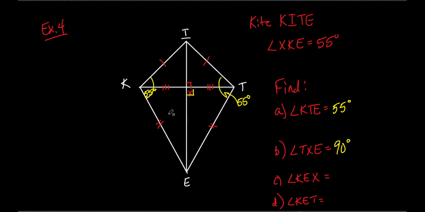KEX. This one down here. Let's do this in a different color. So KEX, that's this one right here. It's not too hard. You got to do a little math, not too much. What math do you do? 180 minus 145. 145? Where's 145?